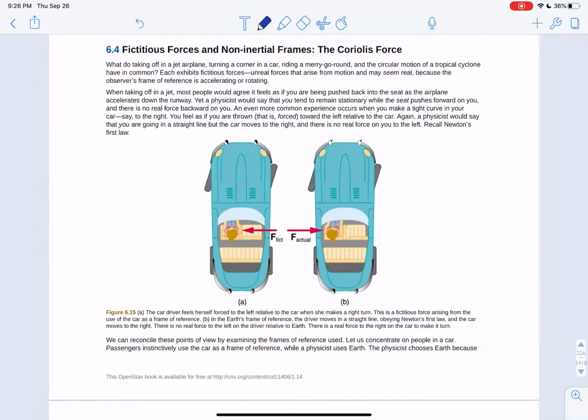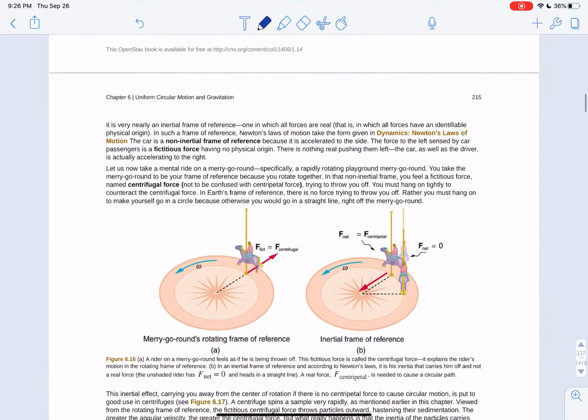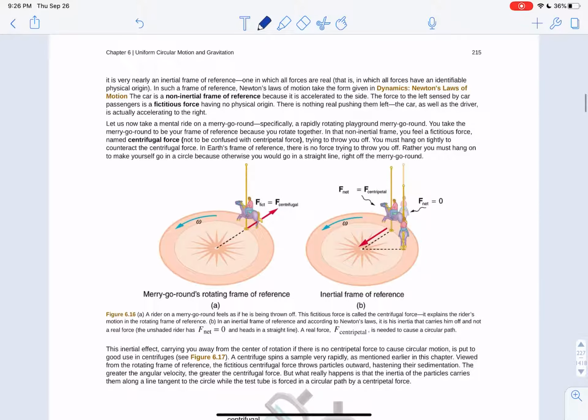So the grapefruit is obeying Newton's laws: an object in motion stays in motion unless acted upon by an outside force. In that case, when you turn, the car experiences a force, but the grapefruit does not. So it wants to continue going straight. You just moved the car out from underneath the grapefruit, and it ends up flying away in a different direction. Okay, so that's what a fictitious force is.